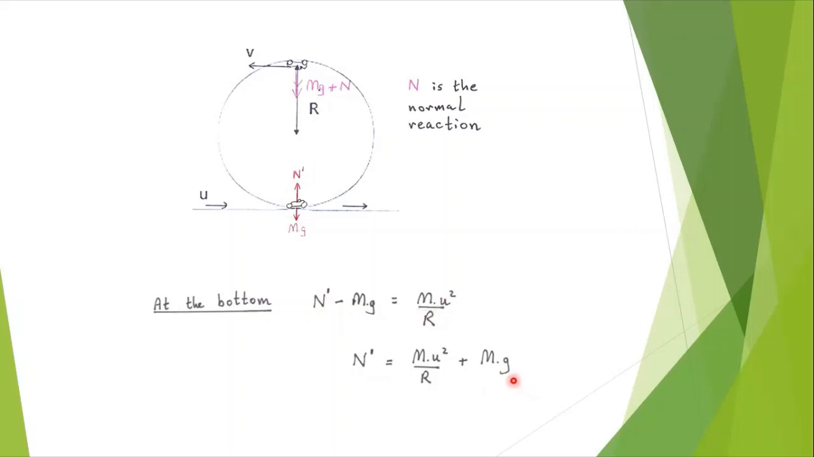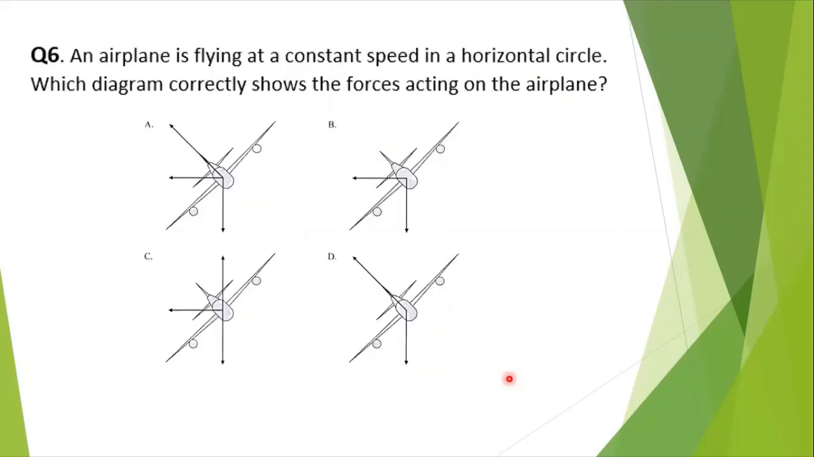A little bit involved. I am throwing you in at the deep end with some of these questions. Now, an airplane is flying at a constant speed in a horizontal circle. Which diagram correctly shows the forces acting on the airplane? Well, as it moves in this horizontal circle, the plane is banked and moves round in that circle. I hope you can visualize that. But what I want you to remember is that lift is always directed at right angles to the wing.